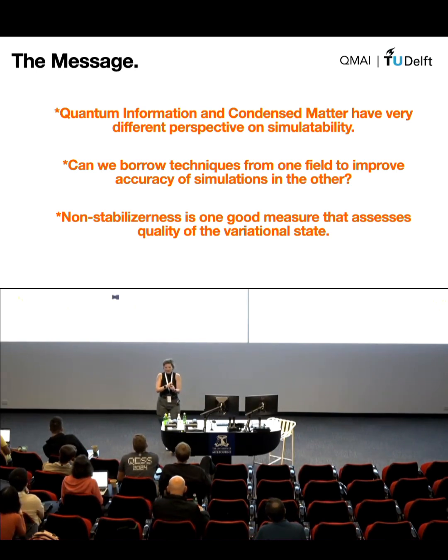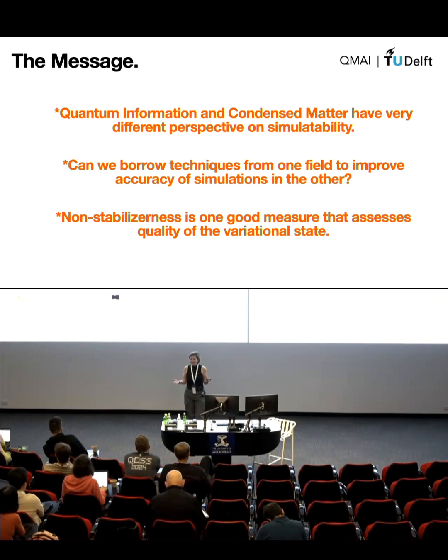In condensed matter, it's as long as I can minimize the variational principle with a polynomial number of parameters, no questions asked, I'm good. In quantum information, one idea is how far away I am from the stabilizer group. And then the question is whether we can borrow techniques from one field to improve the accuracy of the simulation in the other. In the work that I presented today, I believe we show that non-stabilizerness has the potential to be such a measure.